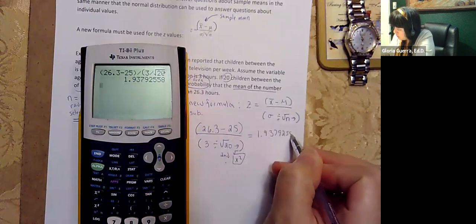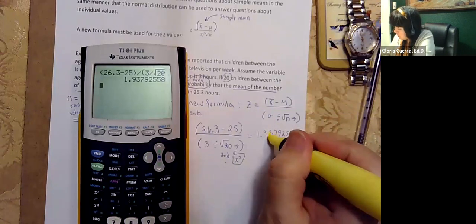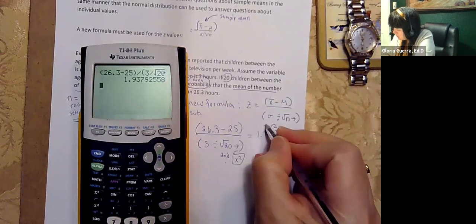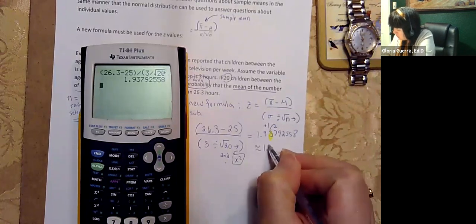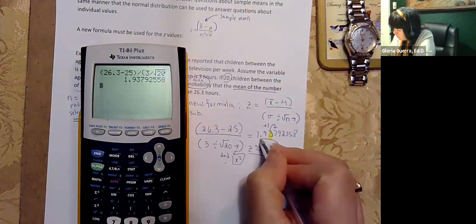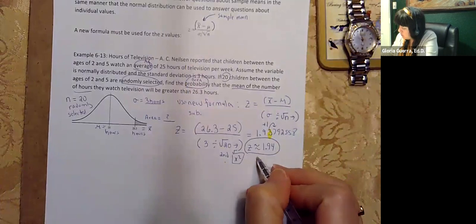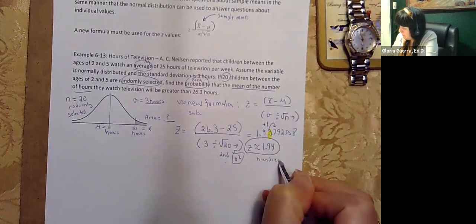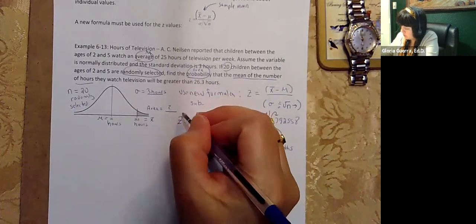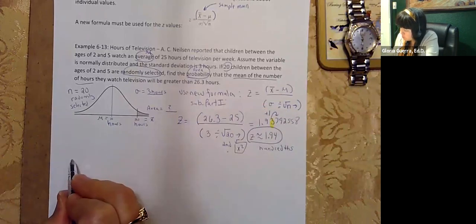That gives you 1.93792. And remember, this is a z, and z's are rounded to the nearest hundredths. Look at the number to the right. Is that 5 or more? Yep, it's a 7, so add 1 to that. So we're looking at 1.94. There's your z. That's like part 1. Now you have a new picture.